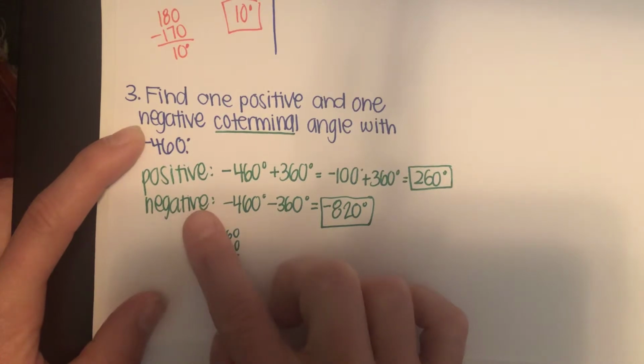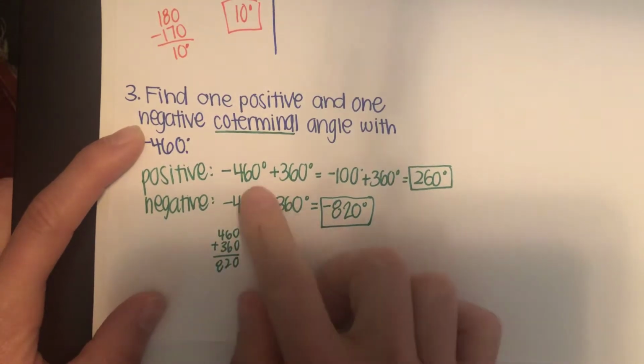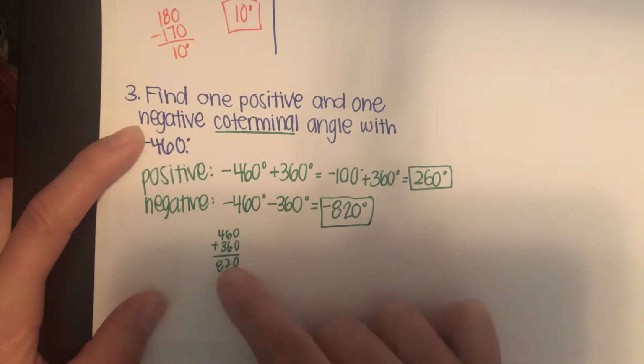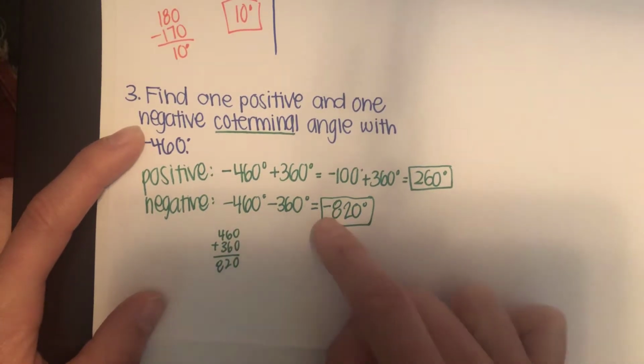For our negative coterminal angle, I'm going to take my negative 460 and subtract 360. These have the same sign, so I'm going to add and keep the sign. I get negative 820 degrees.